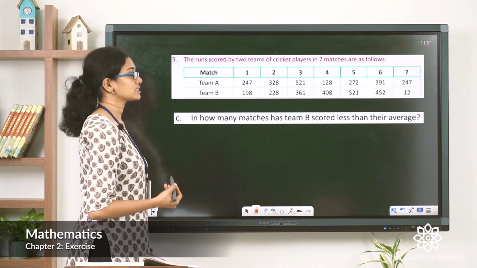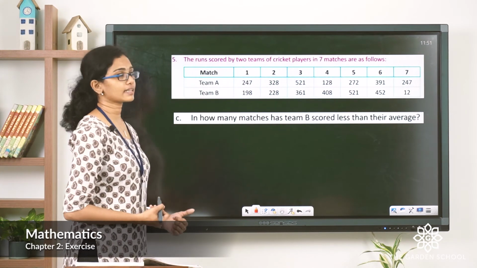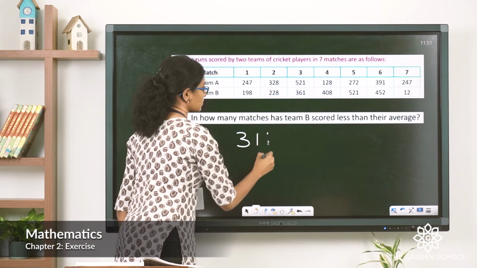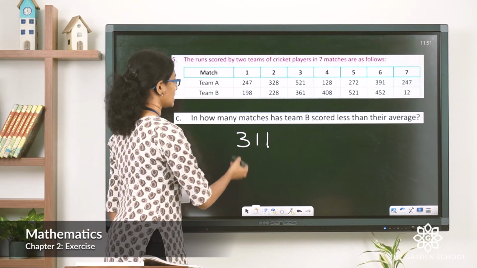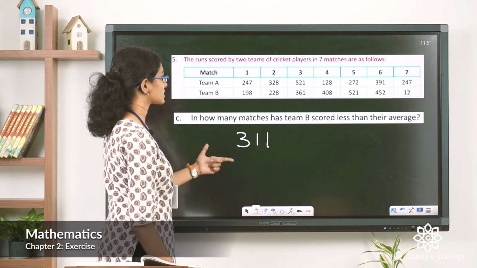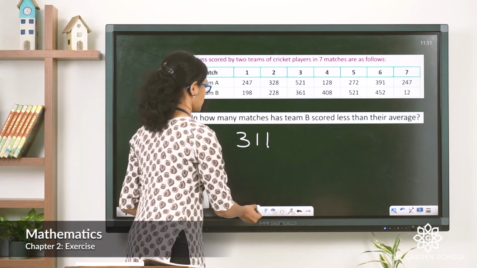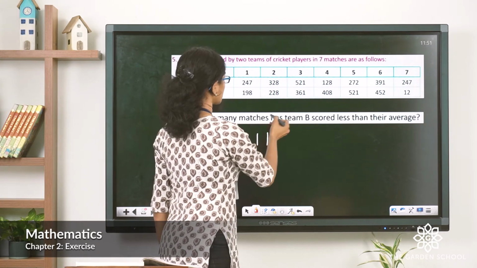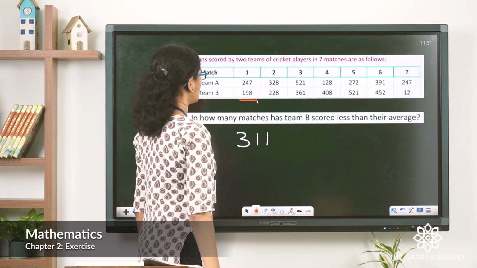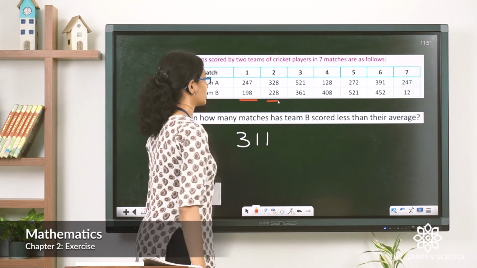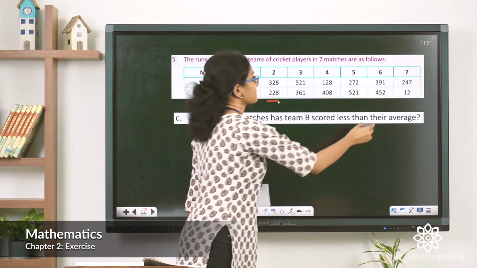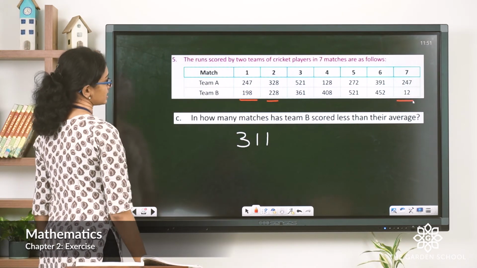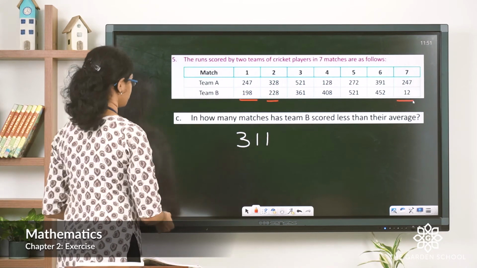Now, question C. In how many matches has team B scored less than their average? So team B's average score was around 311 runs, right? So let's find out the scores which are less than 311. So let's compare the numbers and see how many matches. So less than 311 is 198, 228 and 12. So how many matches? Here 3 matches less than the average score.